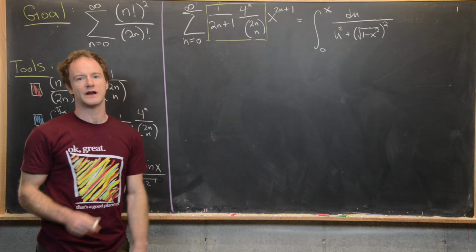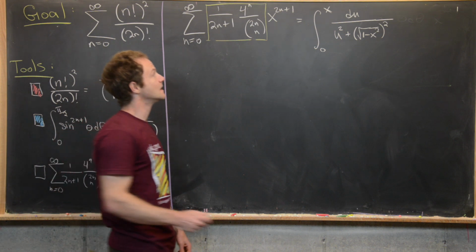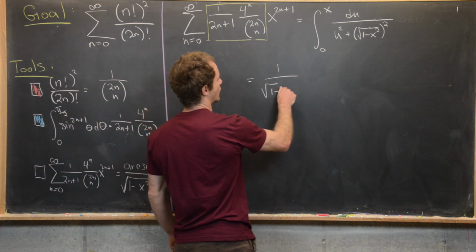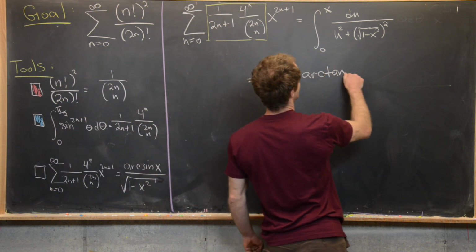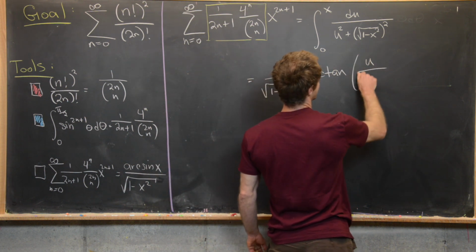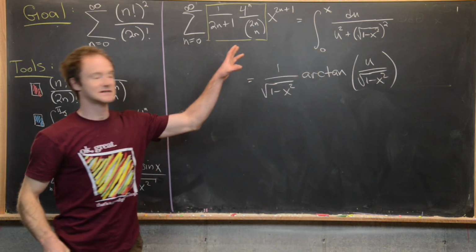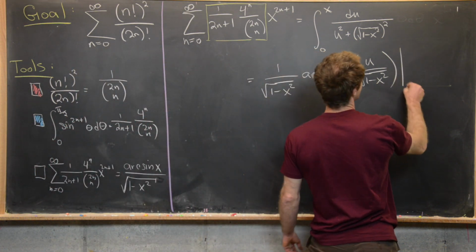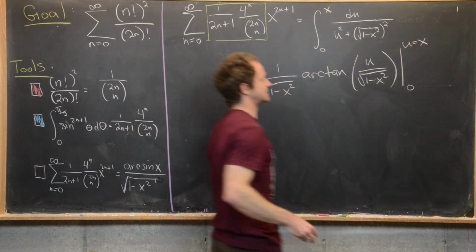It's kind of well known and could be in the integral chart at the beginning of a calculus book or something like that. So this is going to give us 1 over the square root of 1 minus x squared times the inverse tangent of u over the square root of 1 minus x squared. Great. So that's the antiderivative of that function that is being integrated. And then we need to evaluate that from u equals 0 to u equals x.